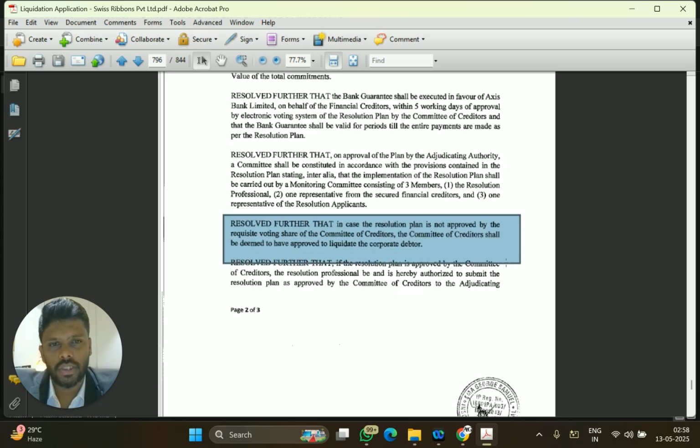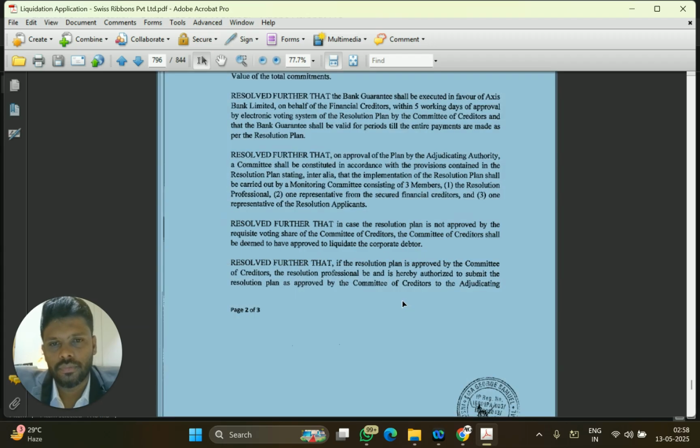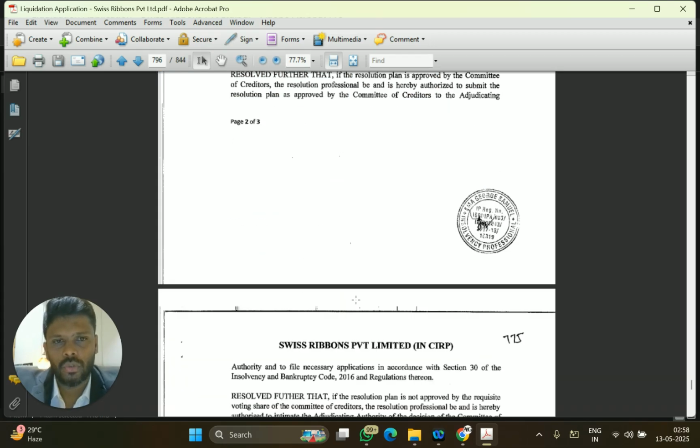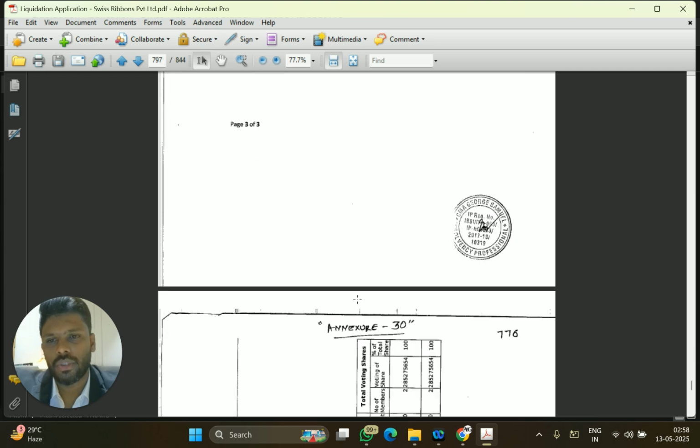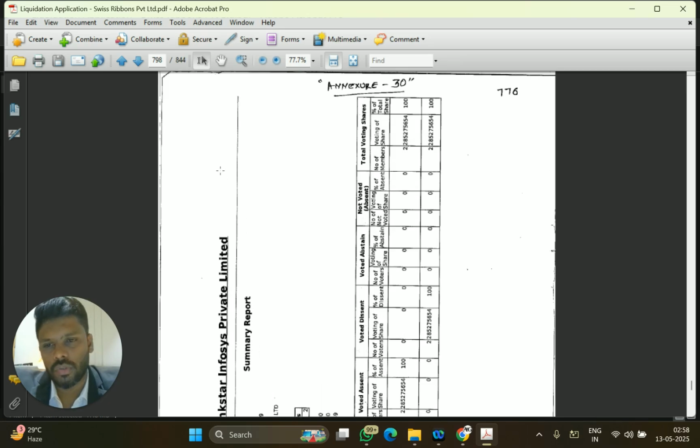Resolved further that in case the resolution plan is not approved by the committee with the requisite voting share of the committee of creditors, the committee shall be deemed to have approved the liquidation of the corporate debtor. So in this case, the requisite majority of the committee of creditors was not formed, the resolution plan was disapproved, and the company was put into liquidation.